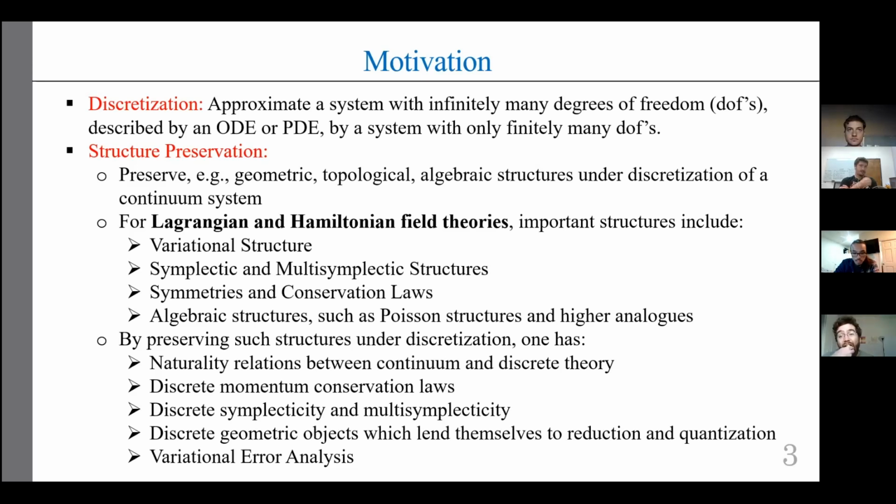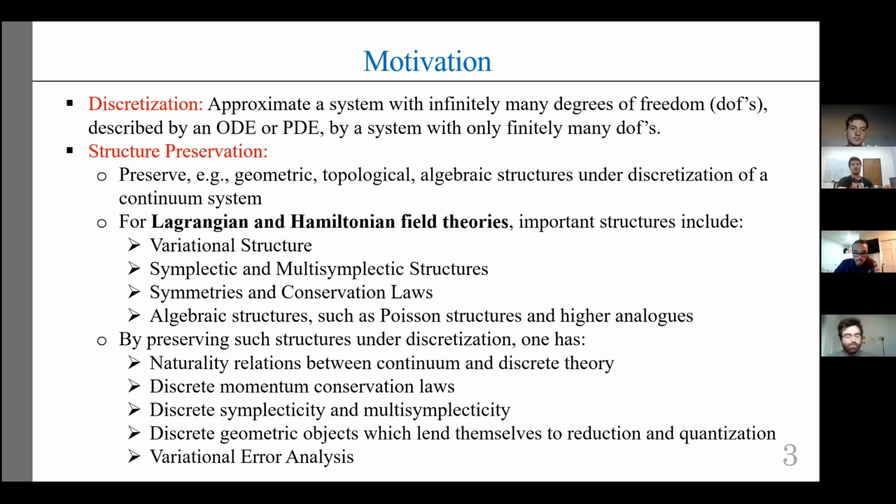So hopefully by the end of this talk, I can convince you that if you have some system with structure, it's a pretty good idea to at least consider what's happening to that structure when you discretize the system. Okay, so what I mean by structure varies on the problem that you're considering. The problems I'm going to talk about today are field theories arising in mathematical physics. So the relevant structures there would be the variational structures, symplectic and multisymplectic structures, structures relating to symmetries and conservation laws, like Noether's theorem, and then also algebraic structures such as Poisson structures.